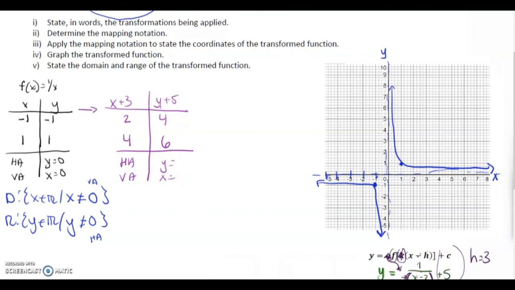Okay, now here's the thing. See how y equals 0? So for the horizontal asymptote, we're just subbing the 0 into the y value. We get 5. So what that will mean is we're going to have a horizontal asymptote at y equals 5. Okay, and the vertical asymptote is x equals 0. Sub it in here, x equals 3.